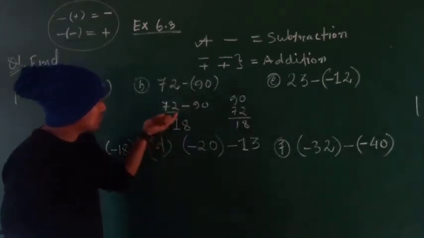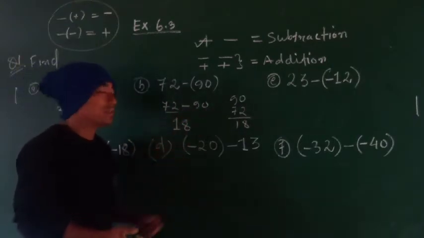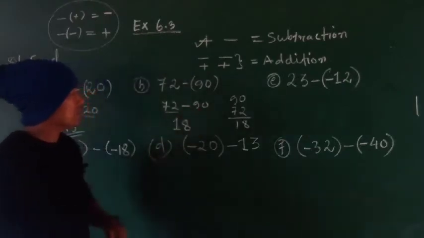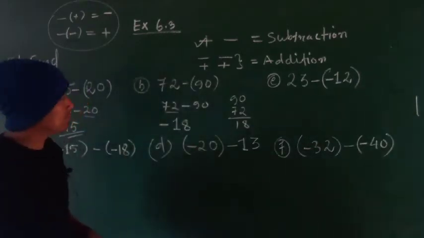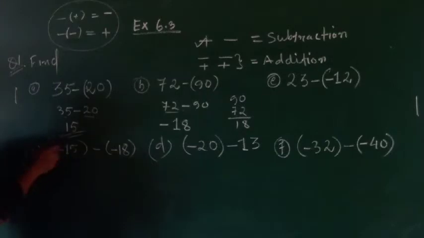So if you compare 72 and 90, which one is greater? 90 is greater as a whole. So 90, what is the sign of 90? Negative. So the sign will be negative here. Very simple. Okay. Similarly, this one.